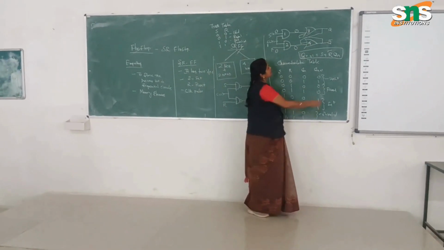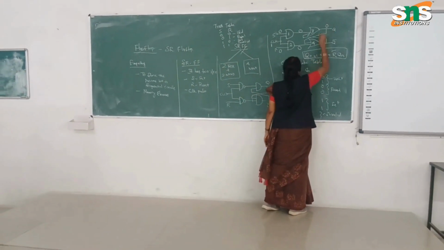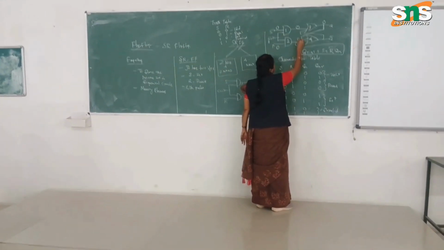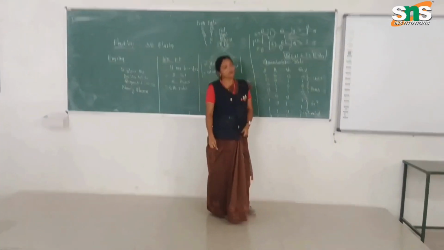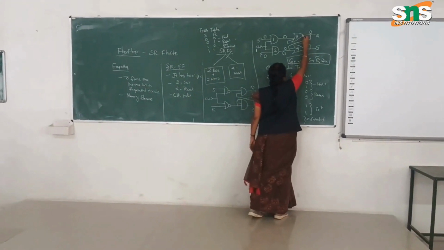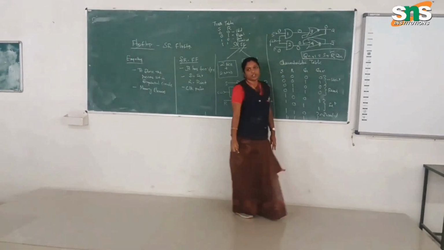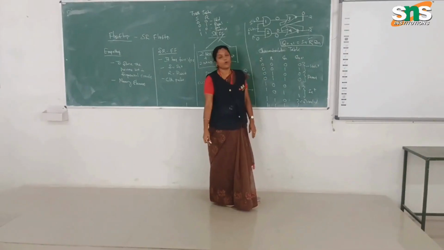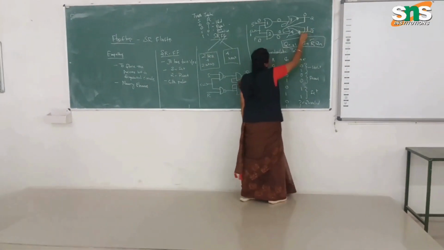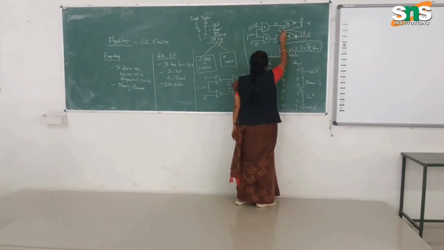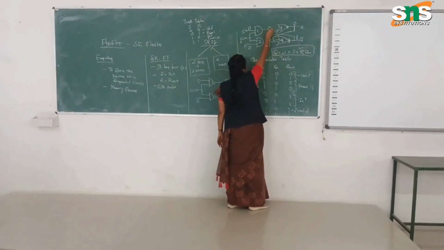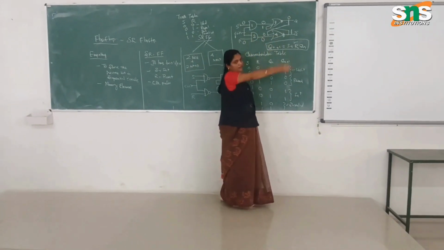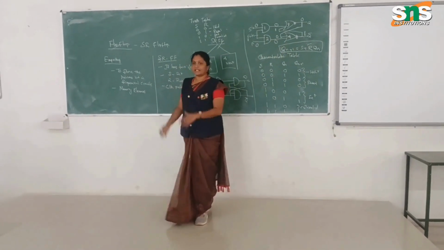Let us assume this will be 0. This output is given as the second input. So 0, 0 means what is the output for the NOR gate? 0, 0 means 1. This output is the second input of the other gate, so 1 and 0 gives 0. So the SR flip-flop will be in the previous state.